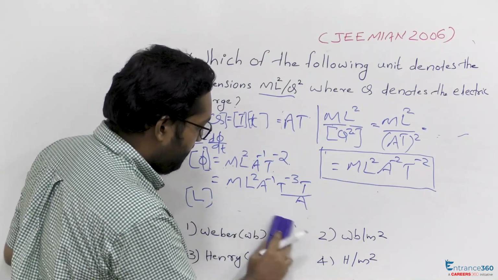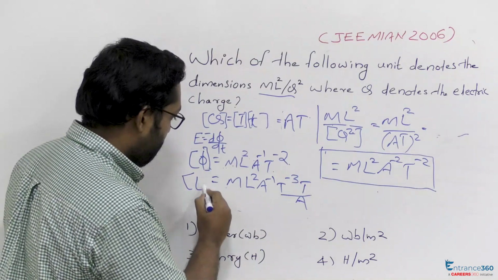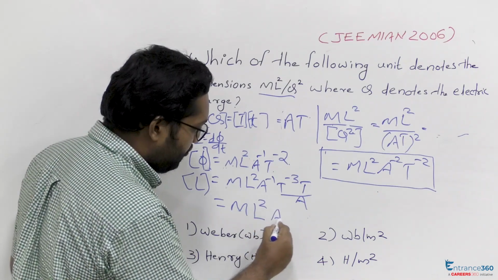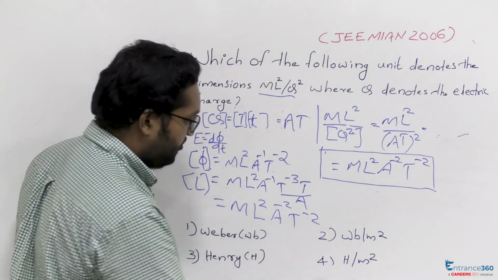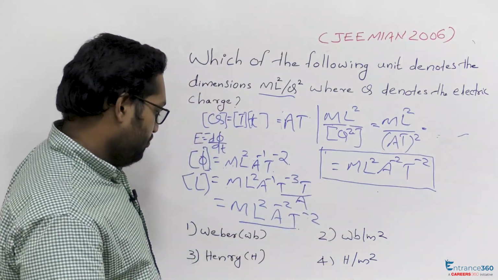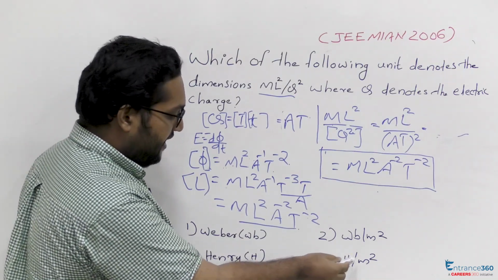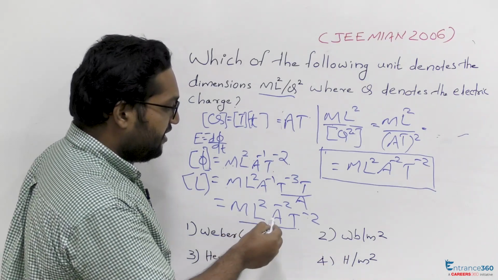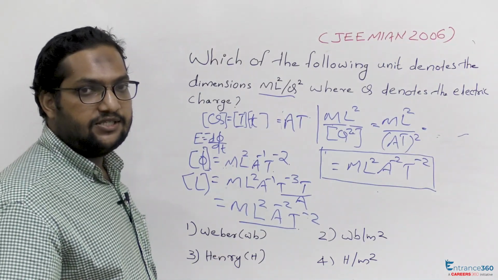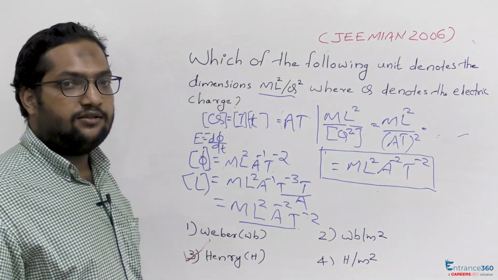This is the coefficient of inductance. So the dimension of L is M L square A raised to minus 2 T raised to minus 2. This is equal to the required dimension, so this is correct. If we check the fourth one, Henry per meter square, you will get M A raised to minus 2 T raised to minus 2, which is not equal to the required dimension. So our correct answer is option number 3, Henry. Thank you, students.